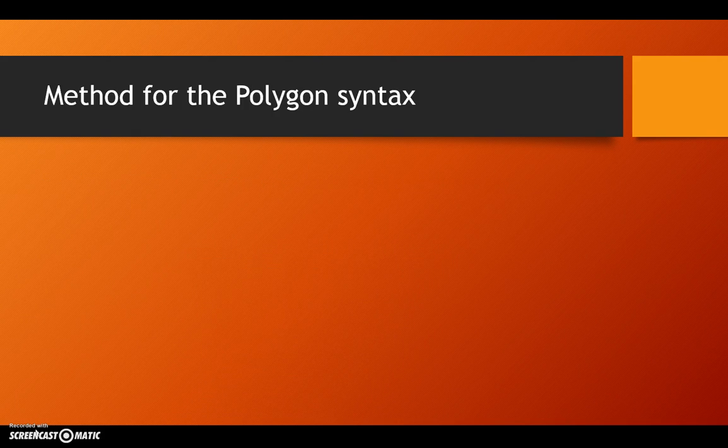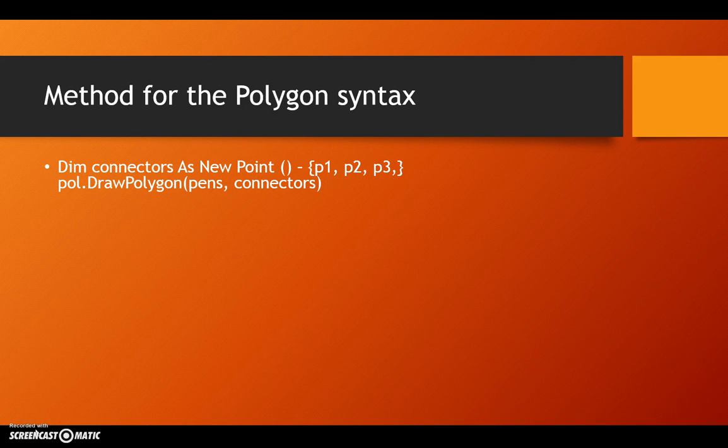The method for the polygon syntax. In this case I'll be doing a triangle, so we will use 3 points. Here you can see the actual syntax. And as you can see, instead of writing all 3 points in the DrawPolygon pen, in the Dim I wrote the 3 points and grouped them and named them connectors. So when I did the final syntax part, I just wrote the group name connectors.